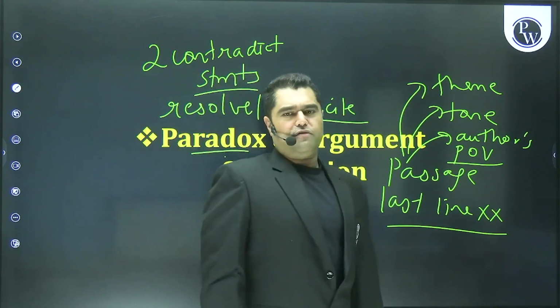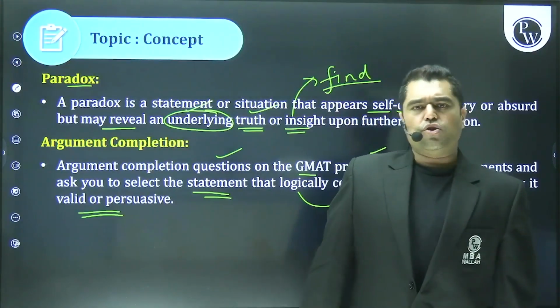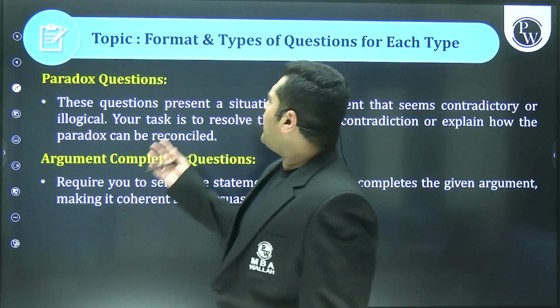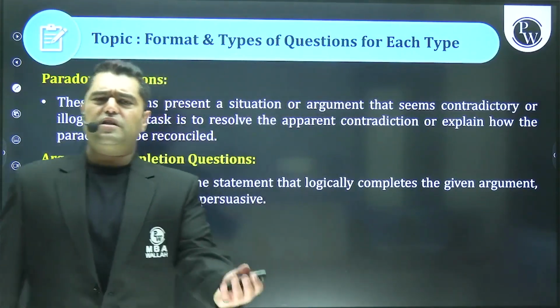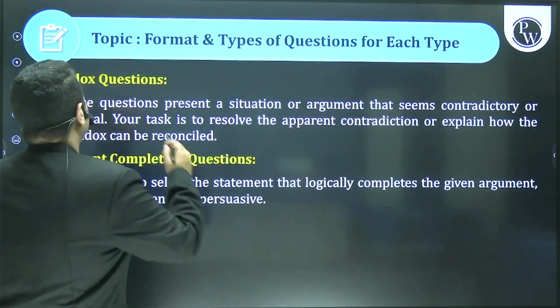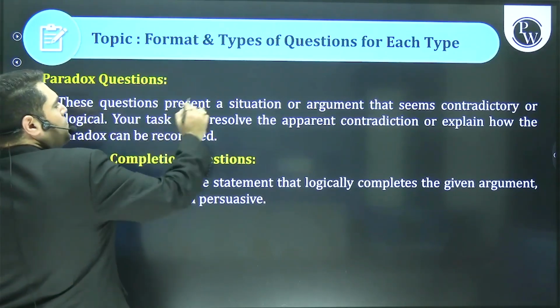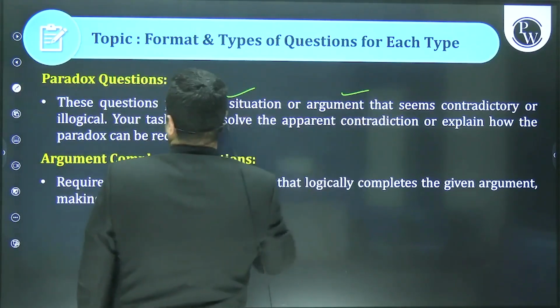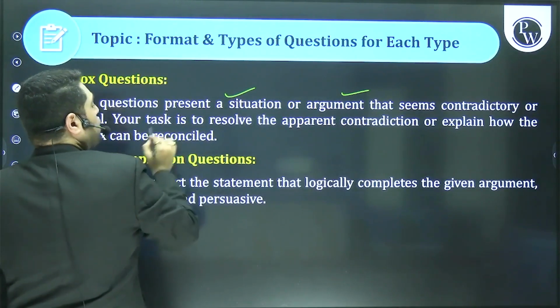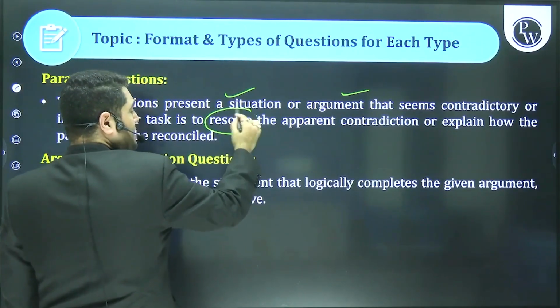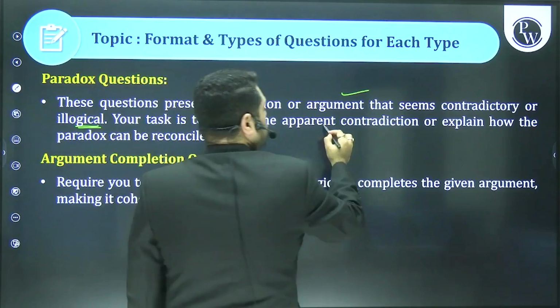It is all a matter of logic, nothing else. So with this in mind, let's now look at formats and types of questions. What are the typical types of questions that come? Within paradox, the situation or argument that seems contradictory or illogical, you will have to resolve. So look at this keyword, the apparent contradiction.